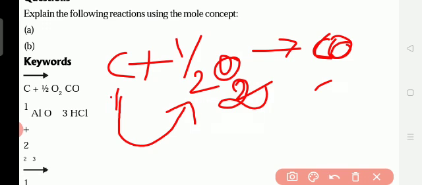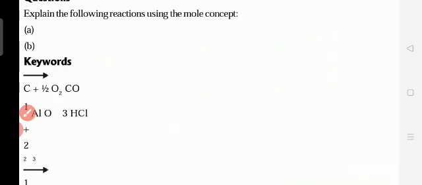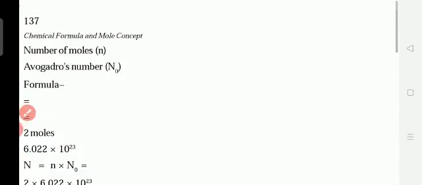Otherwise we can say 1 carbon atom reacting with half oxygen molecule to form 1 molecule of carbon monoxide. Without adding the mole, and with adding the mole, we can say it in 2 ways. So like that only you tell for this also. Half Al2O3 plus 3HCl gives rise to aluminum oxide. So how can it be made? Understand? So this is the mole concept.